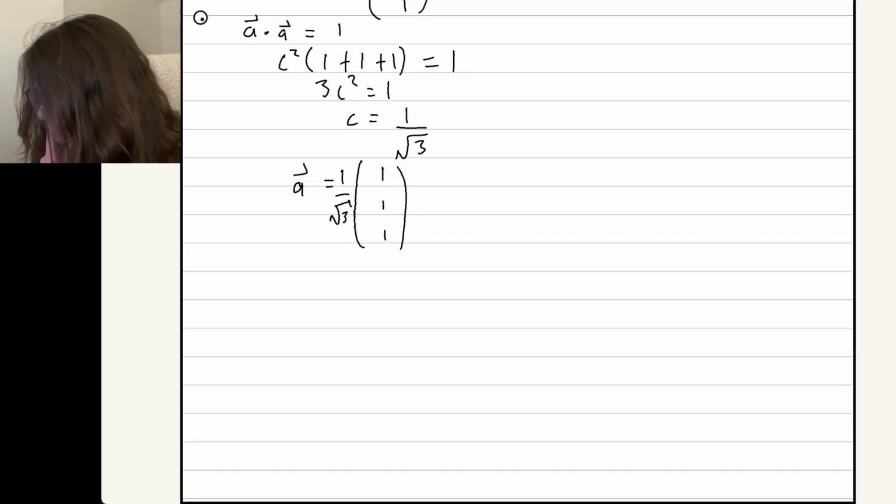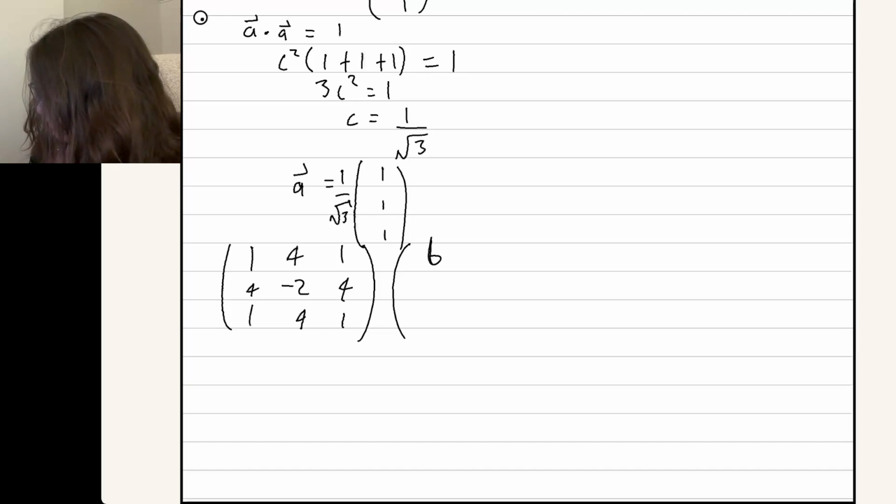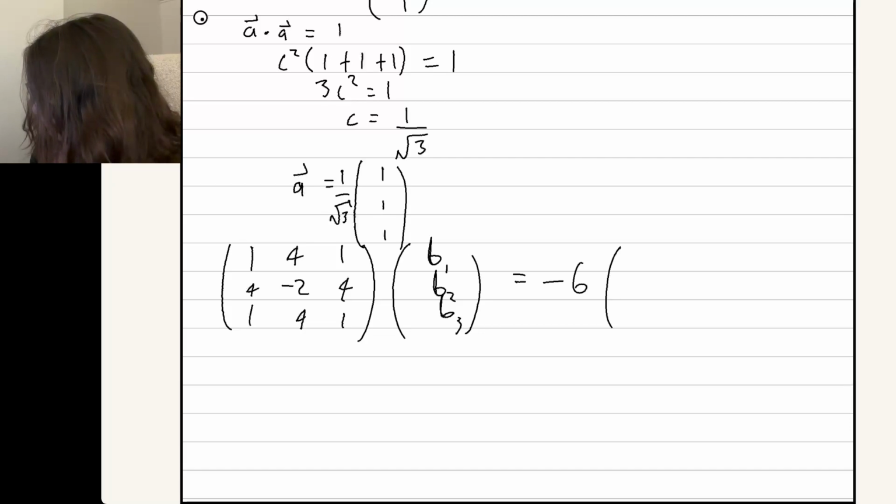Then the other eigenvector, which I'm going to call B, you find by doing the same sort of thing. You take the matrix A, 1, 4, 1, 4, minus 2, 4, 1, 4, 1, multiply it by B1, B2, B3. And then on the other side, you put the other eigenvalue, which is minus 6, times B1, B2, B3.